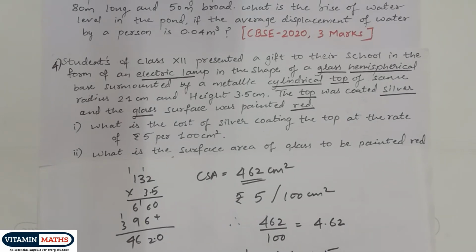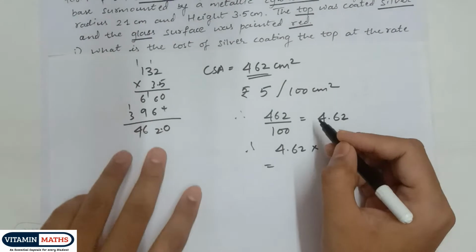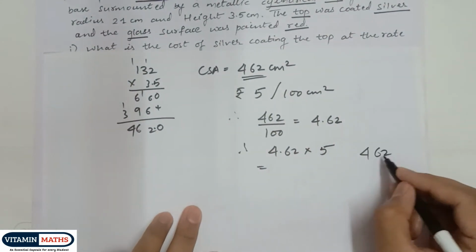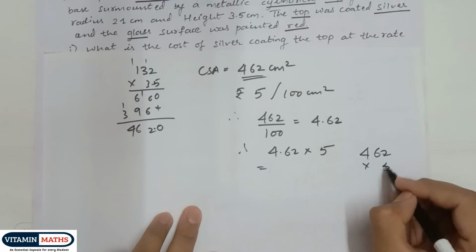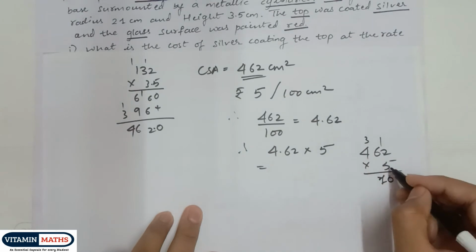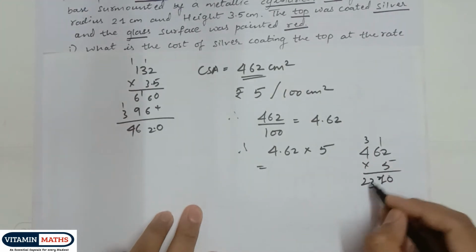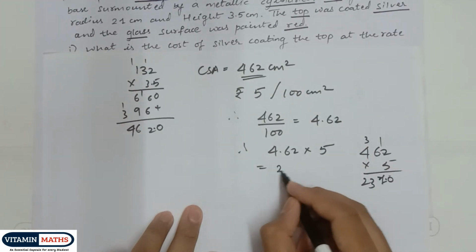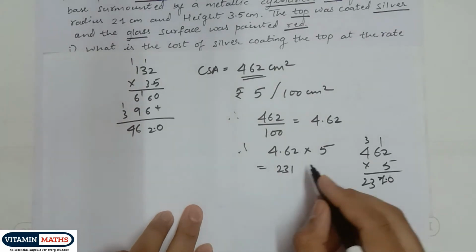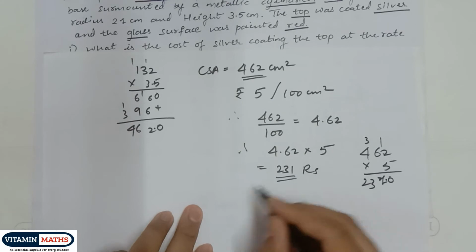So let's calculate here. 4.62 into 5. 5 2s are 10, 5 6s are 30, 31, 5 4s are 20, 20 plus 3, 23. So the dot is here. 23.1 rupees is the first answer. Okay.